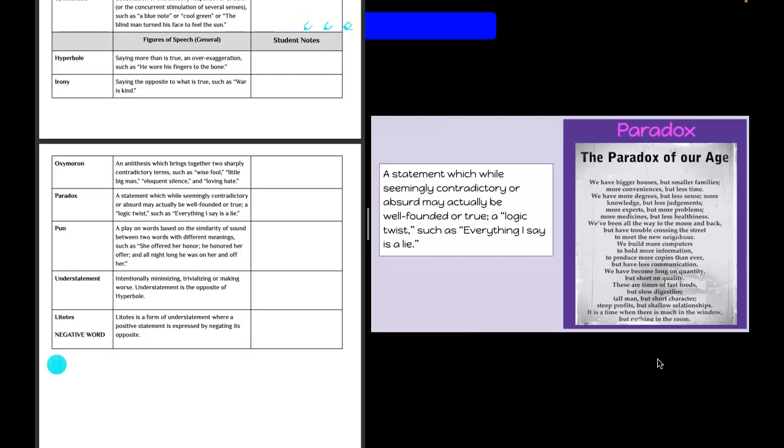These are times of fast foods, but slow digestion. Tall man, but short character. Steep profits, but shallow relationships. It is a time when there is much in the window, but nothing in the room.